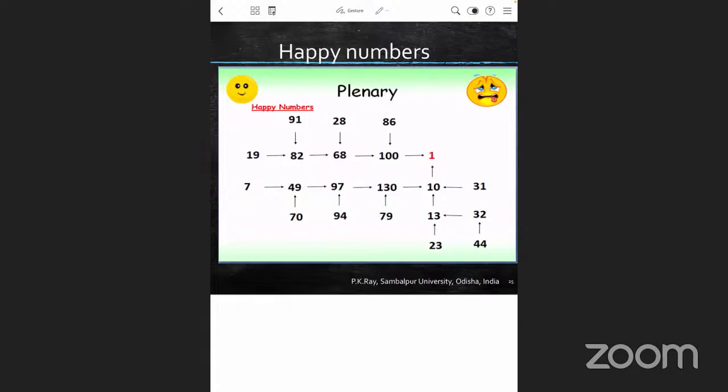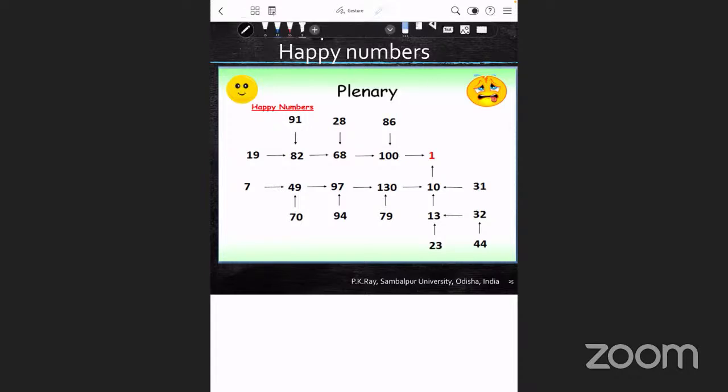70, see the arrow mark. 70 means 7 square plus 0 square. Then 49, 4 square plus 9 square. 97, 9 square plus 7 square, 130. Then 1 square plus 3 square plus 0 square is 10. 1 square plus 0 square is 1. So ultimately all the numbers go to 1. Therefore these numbers are happy numbers.